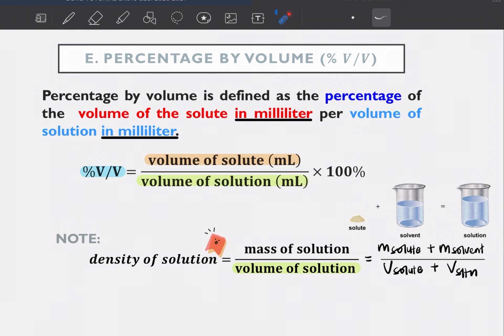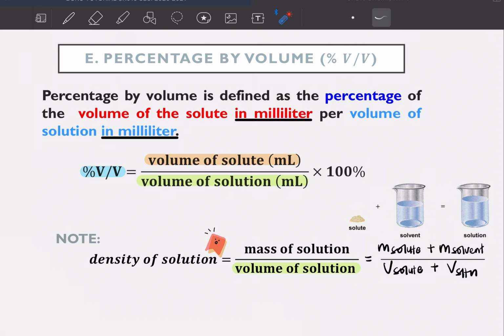Like the question we discussed earlier, we used density. So if you don't have the volume of solution, but you are given the density of solution, or if they give density of water, it means you know the density of water is 1.00 gram per mil. So you can use that to find the volume of solution when you are given the mass of solution.